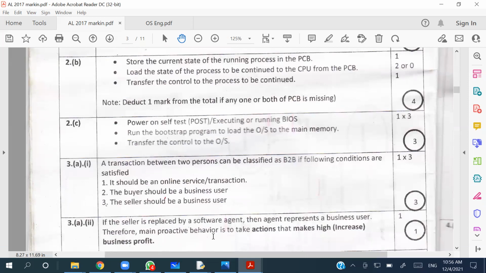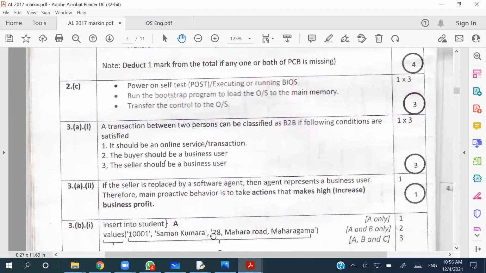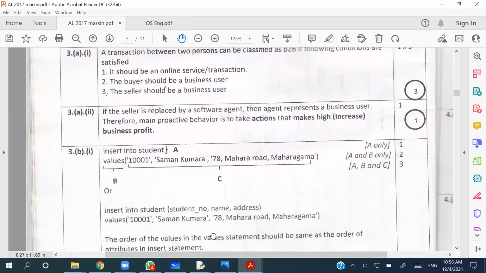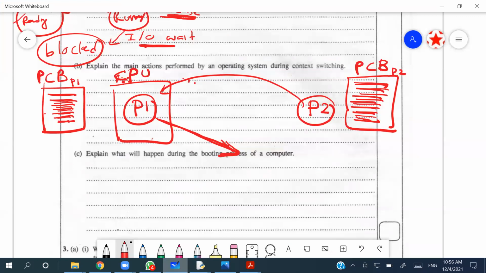Right, so that's the end of the second question. See how many you got out of 10. So move to the third one quickly.